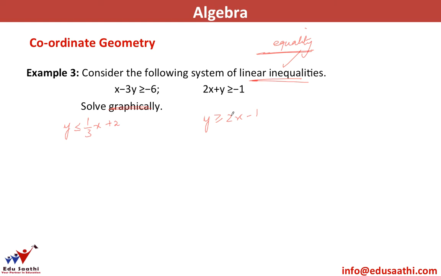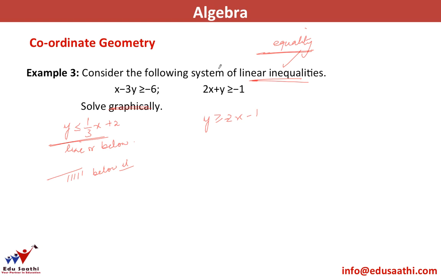Now each point (x, y) that satisfies the first inequality is either on this line or below it, because the y coordinate is either equal to or less than this. So every point satisfying this has to be either on the line or below it. Therefore the graph for this would consist of the line and all the region below it. Similarly, the graph for y greater than or equal to minus 2x minus 1 consists of the line and the entire region above it.